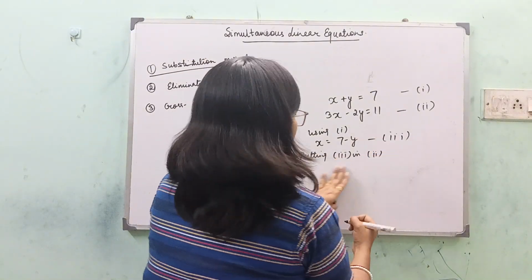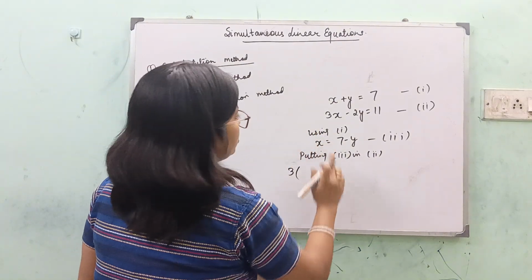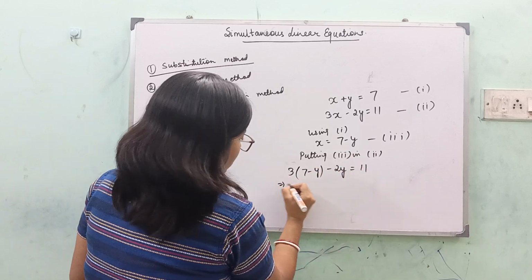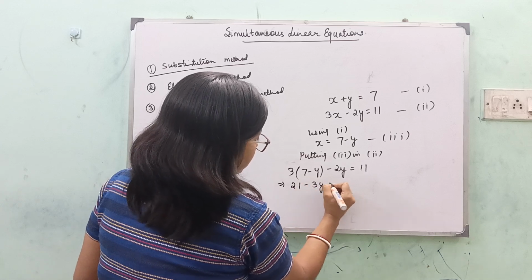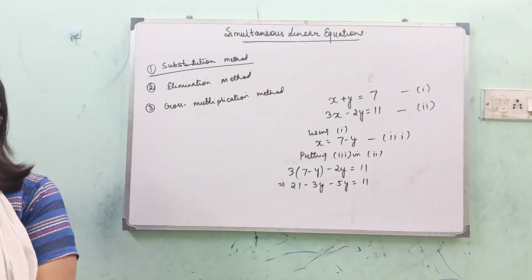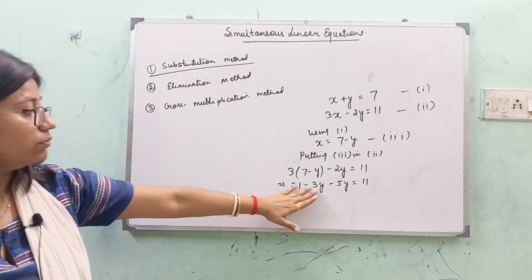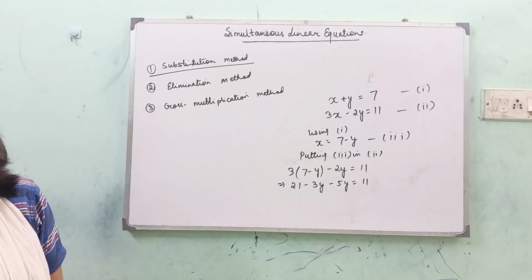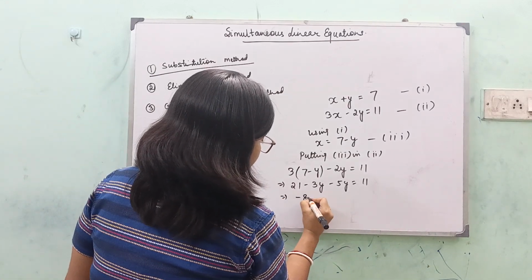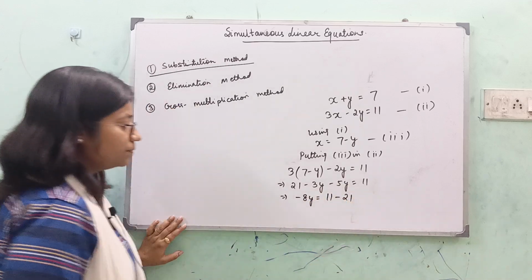So 3 into, in place of x we will write 7 minus y, minus 2y equals 11. So 21 minus 3y minus 2y equals 11. Now you can see that we have reduced the equation to a linear equation in one variable. You can see only y is in the equation. Alright, now minus 5y equals 11 minus 21.